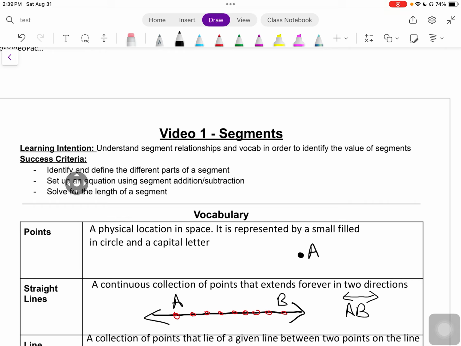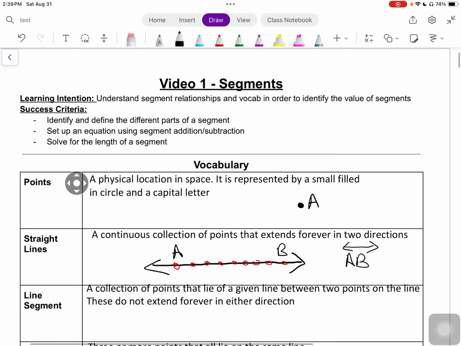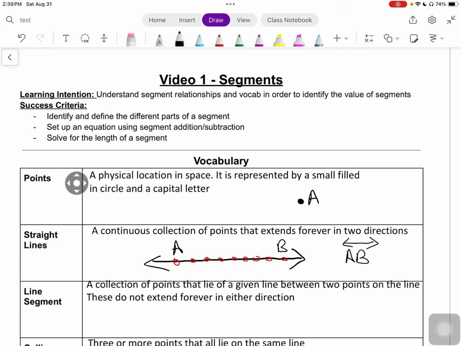The third one is the line segment. That's going to be the most important one of this video. A lot of what we're going to see is finding the lengths of these line segments, finding how long they are, setting up equations for these line segments. So this is also going to be a collection of points. There are more than just two. In a given line, between 2 points on the line, they do not extend forever in either direction. So a line segment is going to have 2 points at the end. That's really how you determine where your line segment is.